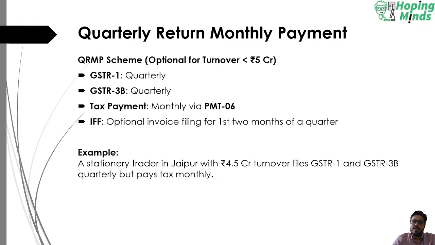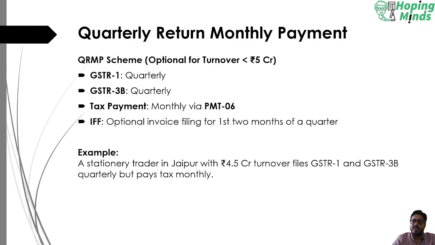IFF, that is Invoice Furnishing Facility. Optional invoice filing for the first 2 months of a quarter. Let us understand IFF with an example. Suppose I, being a trader, have opted for QRMP, that is filing of quarterly returns, whereas one of my customers, Mr. A, has opted for monthly filing of return and monthly payment of taxes.